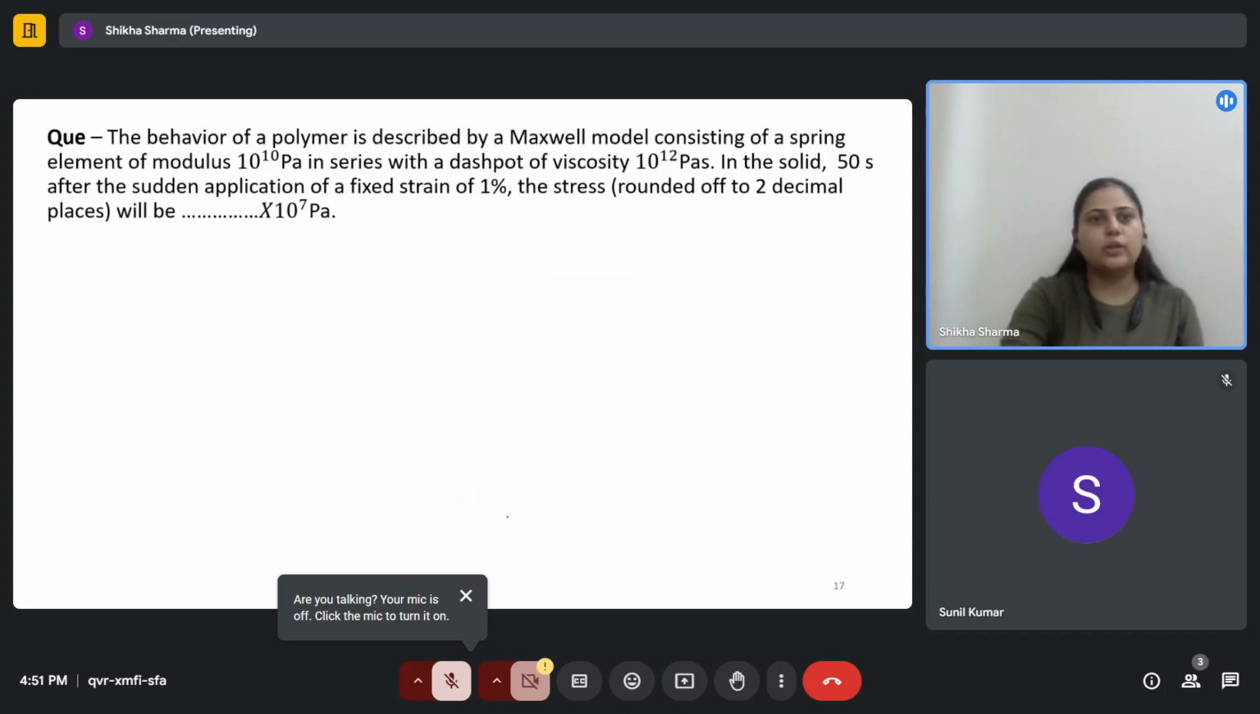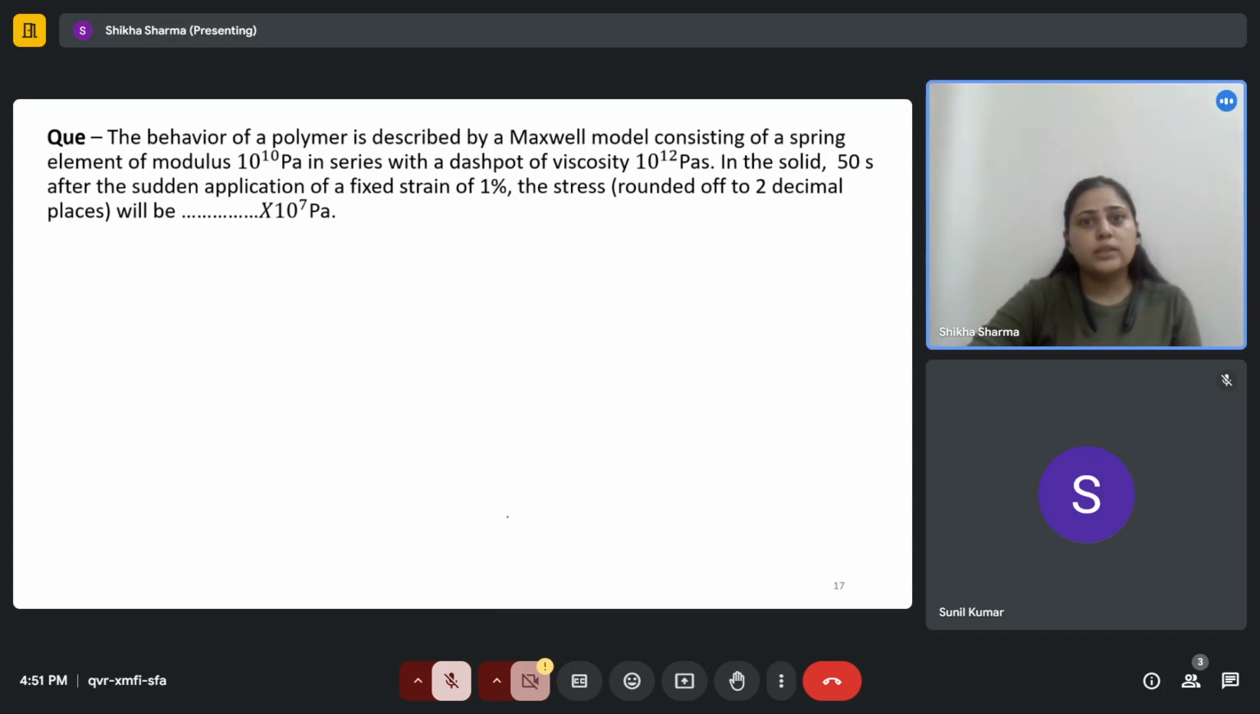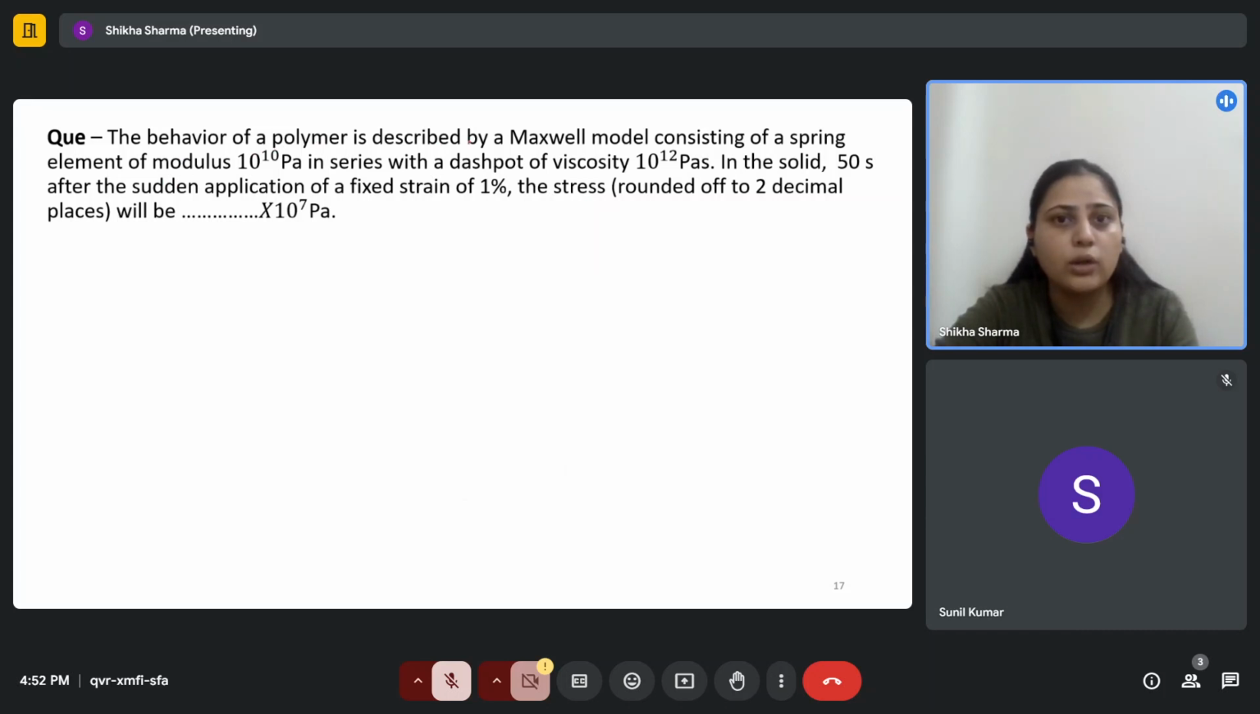So let's move to the next question. The behavior of a polymer is described by a Maxwell model consisting of a spring element of modulus 10 to the power 10 Pascal in series with a dashpot of viscosity 10 to the power 12 Pascal second in the solid. 50 seconds after the sudden application of a fixed strain of 1%, the stress will be. So the behavior of a polymer is described by the Maxwell model, so we need to apply the Maxwell model here.